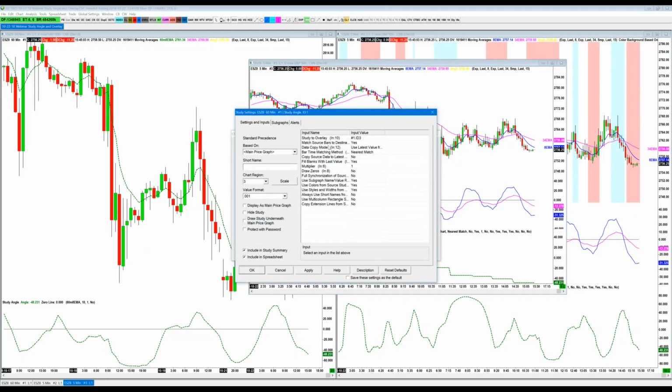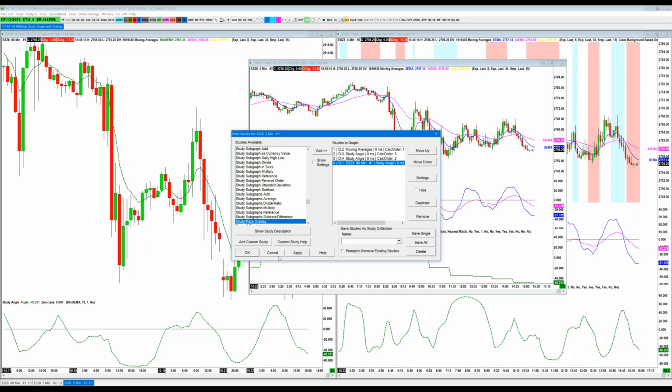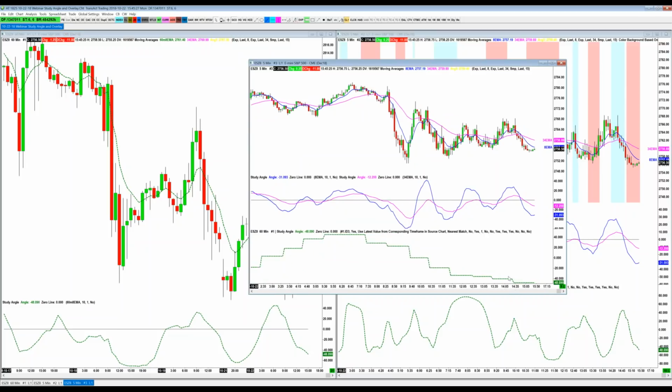which is called match source bars to destination bars. There are a lot of situations where you will want to say yes to this. This could even be one of them, although it won't really jive with our formula. You might want to just see the study angle based on a 60-minute time frame and just look at it this way. That's totally fine. There are going to be plenty of situations where someone might look at this and it might be totally valid.